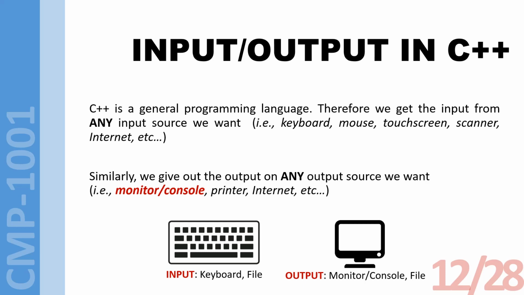Similarly, we can give the output to any output source that we want. It could be the monitor or the console, a printer, again a file, the internet, and any other thing. In this video series, we'll be mainly focusing on the keyboard as the input source and the console as the output source. In the last couple of videos, we will also be using files both as the input and the output source.